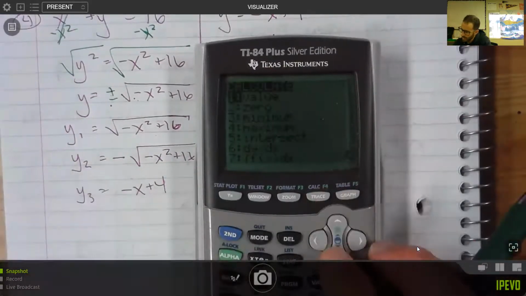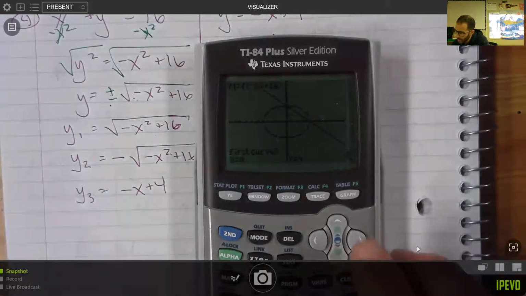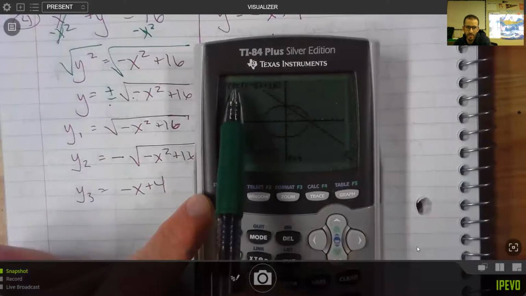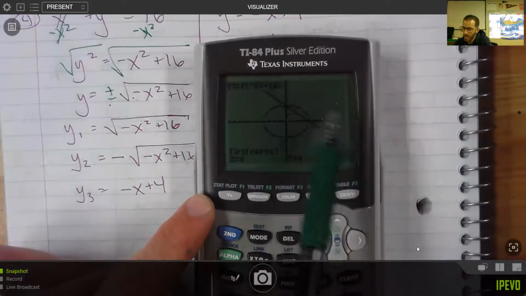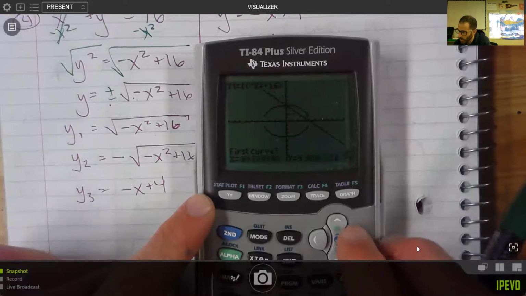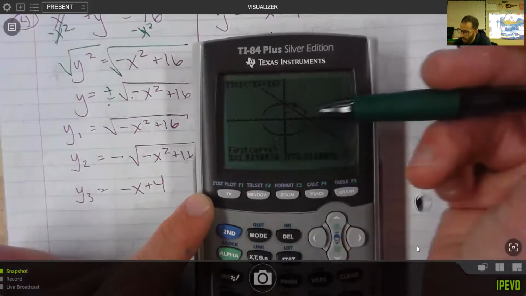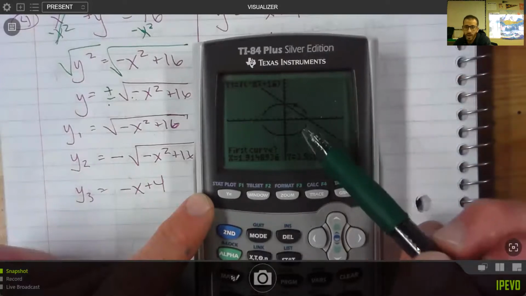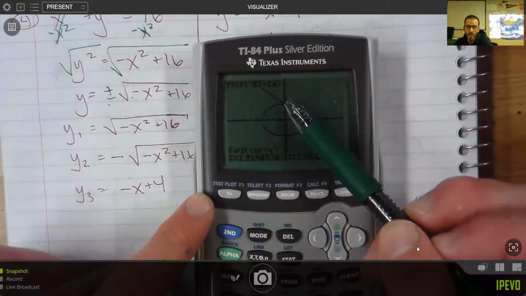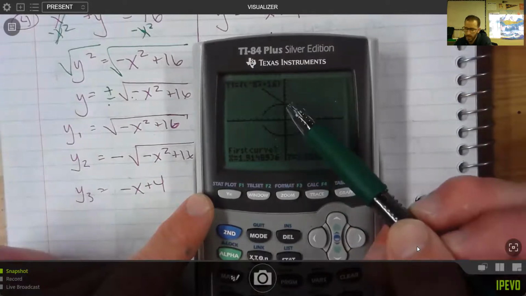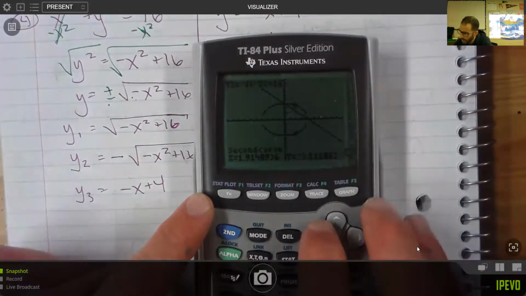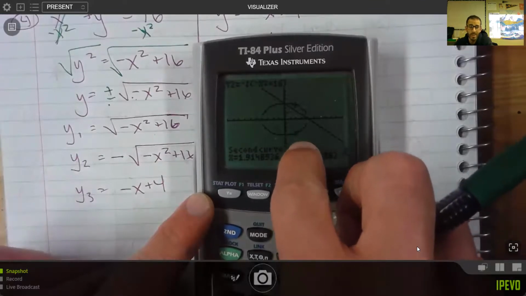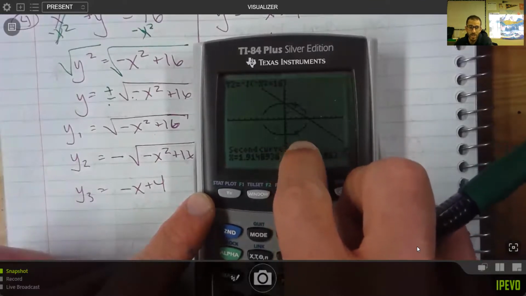Second trace, intersect. Okay. Our first curve, it tells us, is our first curve positive rad negative x squared plus 16? Yes. And if you're not sure, you can go to the right just to see, okay, I want to be on this curve. I want to find where these 2 curves intersect. I'm looking for this intersection. I don't need this curve down here, this bottom part of the circle. So hit enter. Second curve. Is this my second curve? Is this the line that I want to find out where it intersects with the top part of the circle?